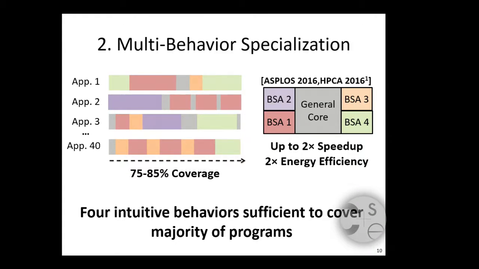So the tools and the insight behind this research let me generalize this for multiple behaviors and multiple accelerators. And what I found is that by creating accelerators for a few intuitive behaviors, it allowed me to cover even more, actually the majority of the programs that we looked at. And here we were able to get integer factor improvements on speed up and energy efficiency.